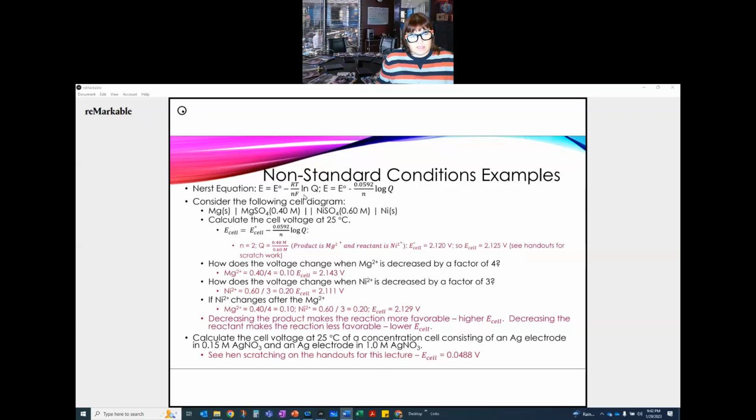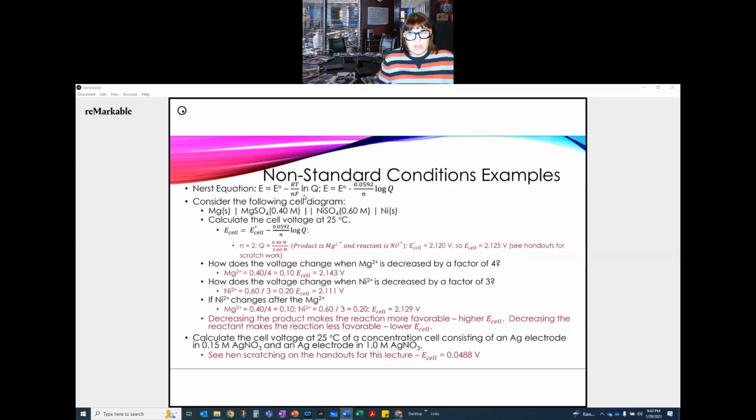When I look at this, I see that it's a 2-electron process because we go from Mg to Mg2+ and from Ni2+ to Ni. So that's a 2-electron process. My Q is going to be products over reactants. And so my product is the NiSO4.